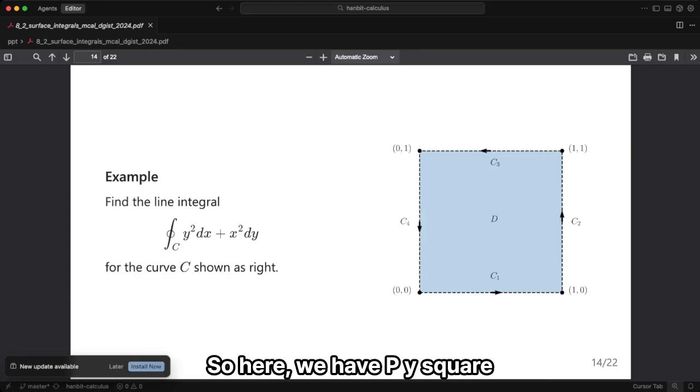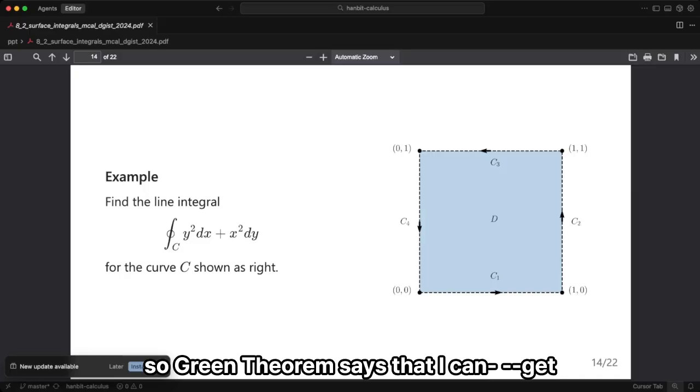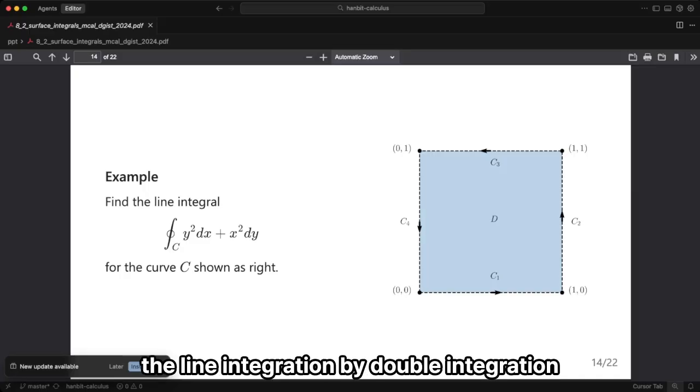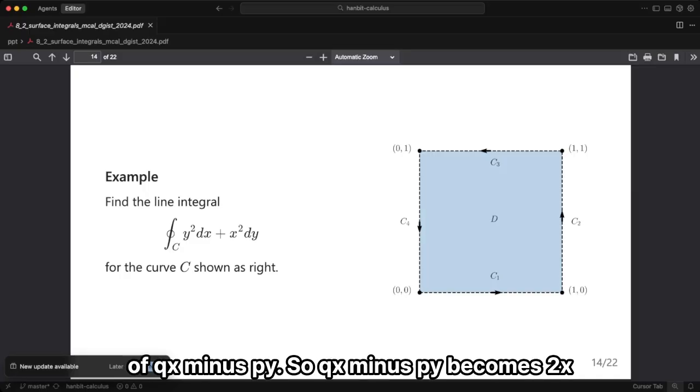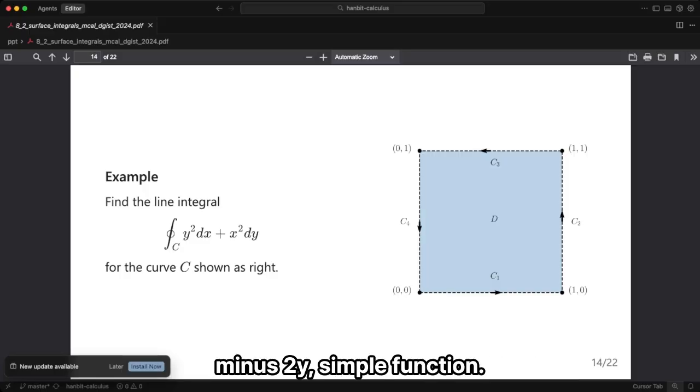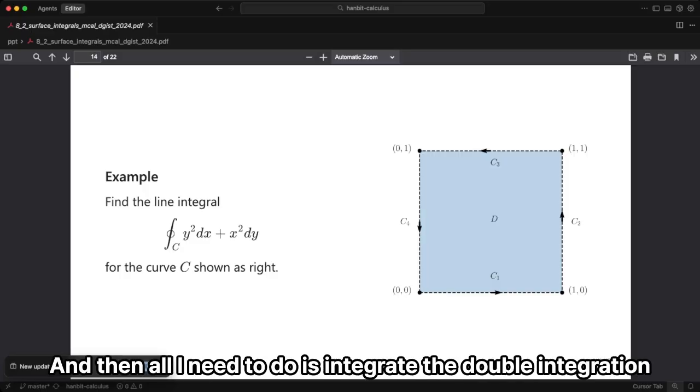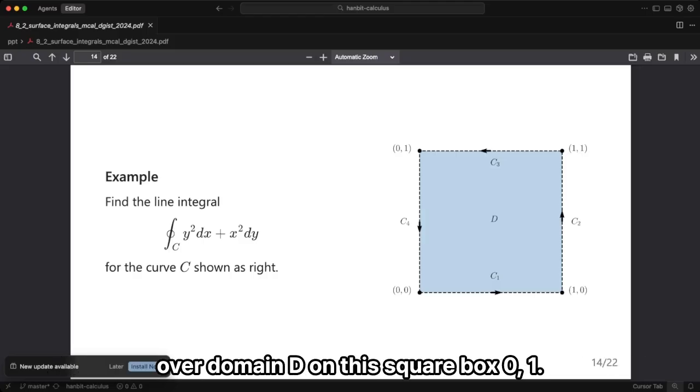So here we have P as y squared and Q as x squared. So Green's theorem says that I can get the line integration by the double integration of Q_x minus P_y. So Q_x minus P_y becomes 2x minus 2y, a simple function. And then all I need to do is the double integration over domain D, on this square box [0, 1]. So it's getting really simple, right? You can get it by iterated integral.